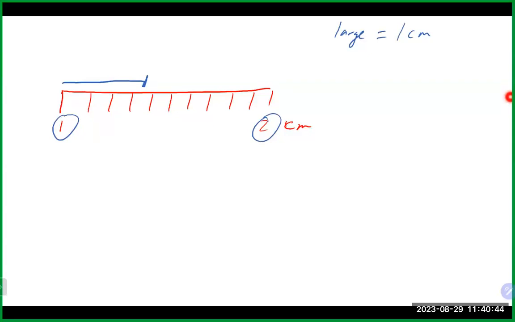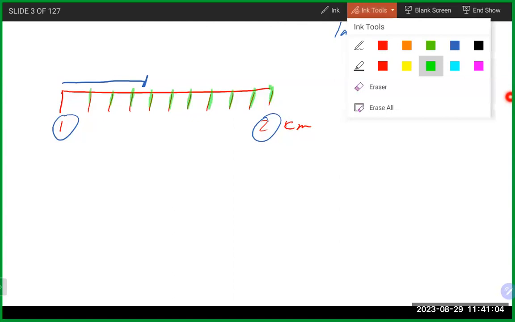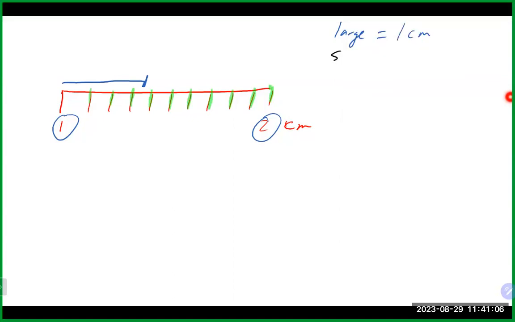You also usually want to count how many small markings you have between the two large markings. And when you count, you always start after the large marking. So this would be 1, 2, 3, 4, 5, 6, 7, 8, 9, and 10. So that is 10 markings between 1 centimeter. That means each of the small markings represents how much? 0.1 centimeters, right? So that is 1.1, 1.2, 1.3, 1.4, 1.5, 1.6, all the way up to 2 in that particular case.